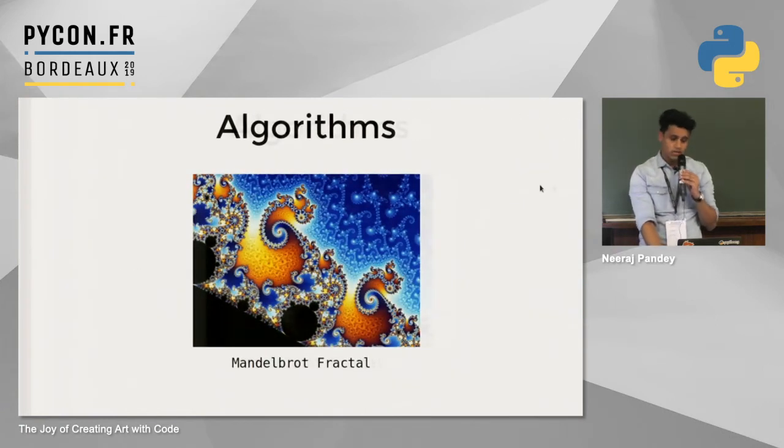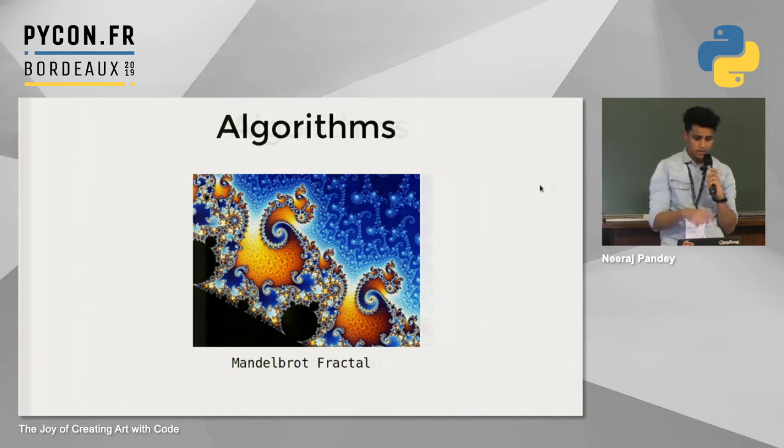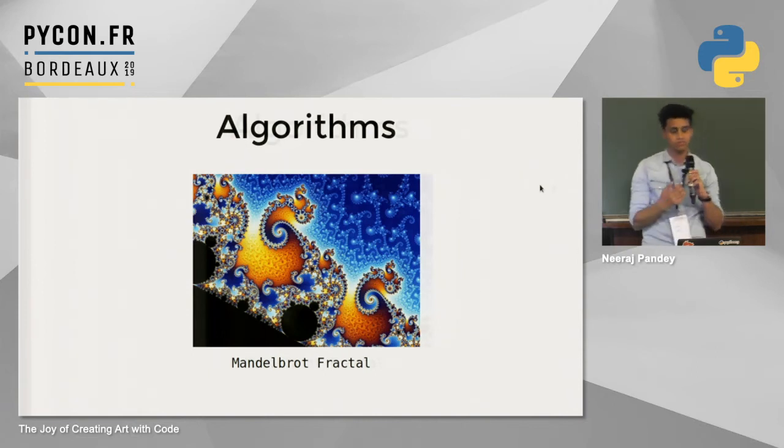And if you talk about algorithms, this is a Mandelbrot fractal. So what is it? It's a fractal art, which means it's created by repeating, looping over the process again and again. In mathematics, this process is often an application of a mathematical function, which is called quadratic polynomials. So it's more like you're iterating again and again.